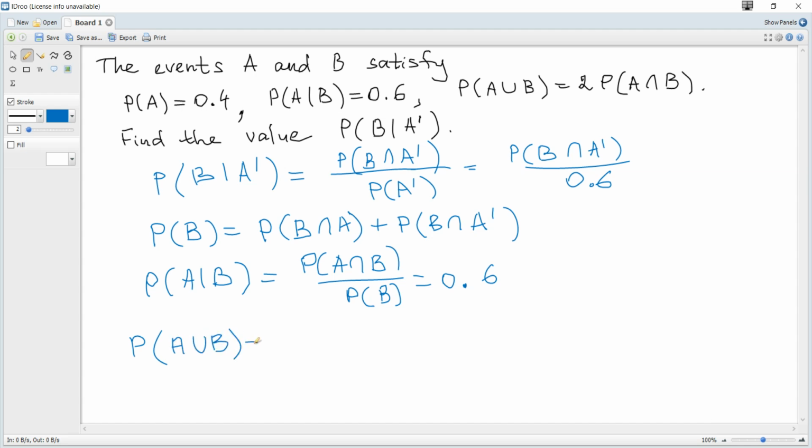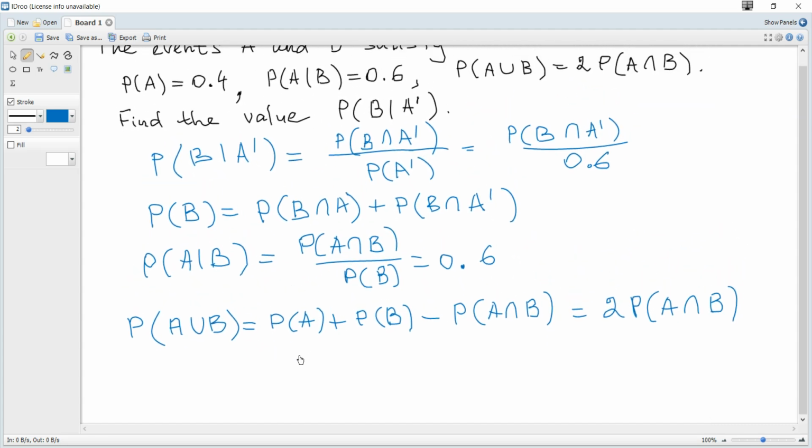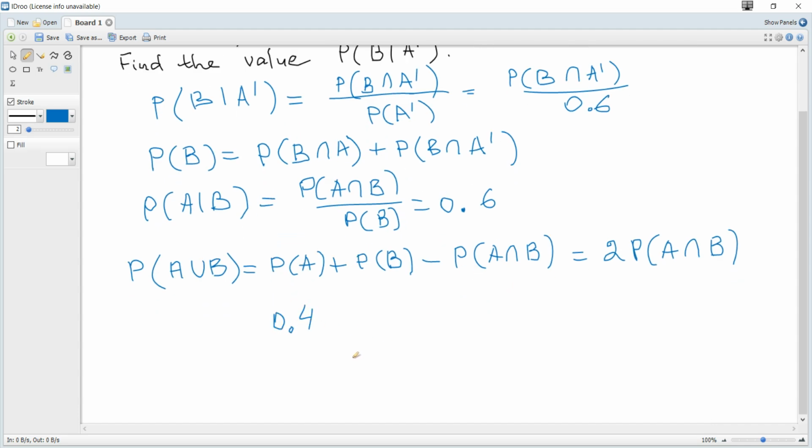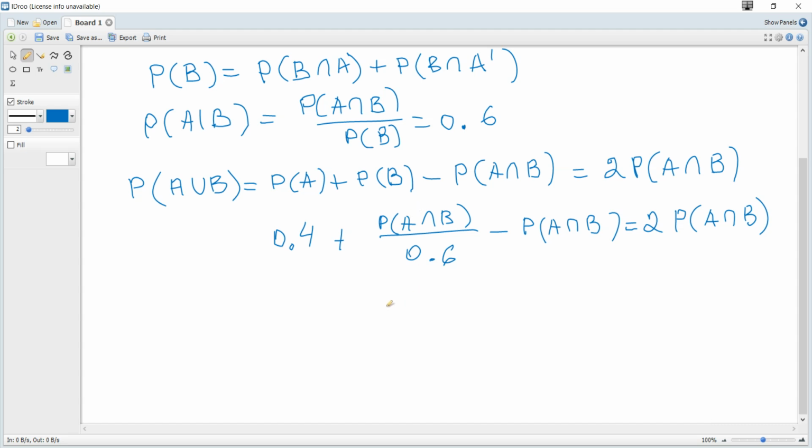It's probability of A plus probability of B minus probability of A and B, and it is given that it's 2 times probability of A and B, and probability of A is 0.4 plus, you can see that there is probability of A and B, and probability of B, but from this we can represent probability of B as probability of A and B divided by 0.6, minus probability of A and B is equal to 2 times probability of A and B. And you can see that we can solve it for probability of A and B, and hence find probability of A and B.